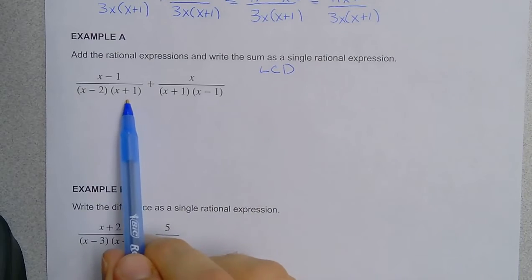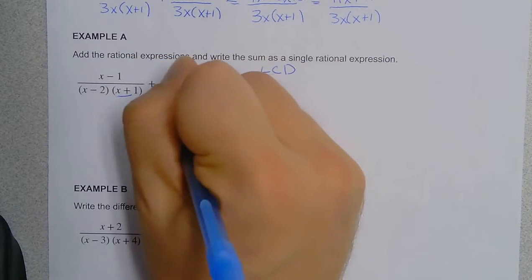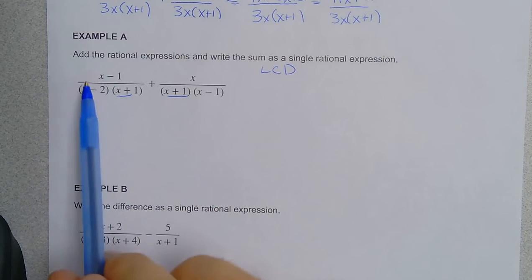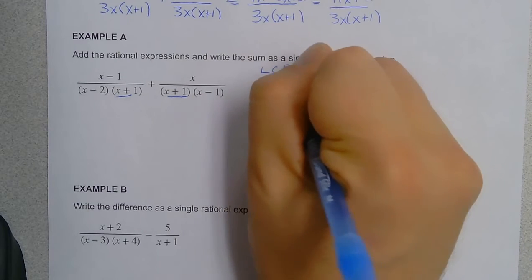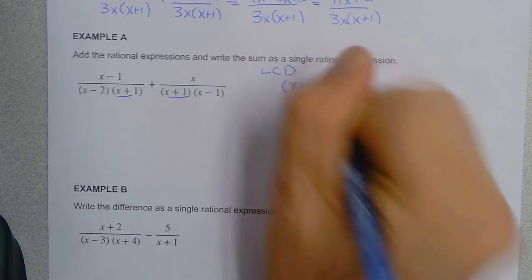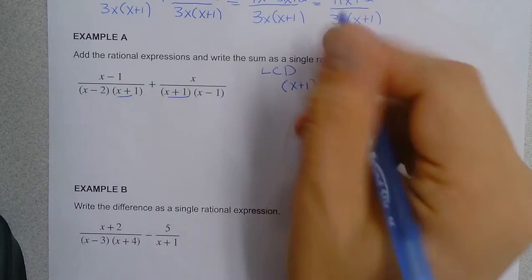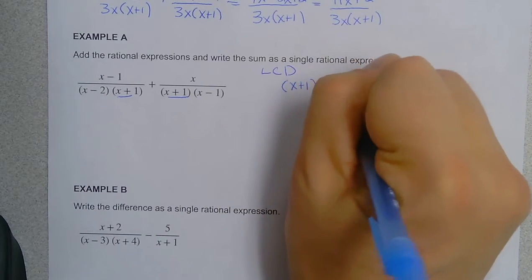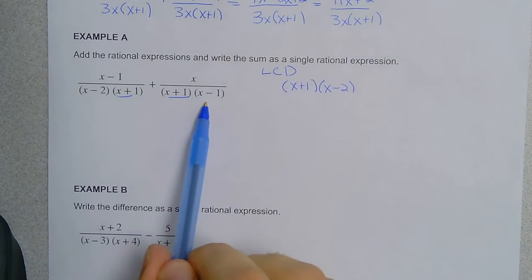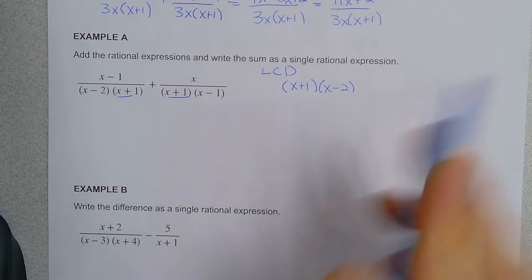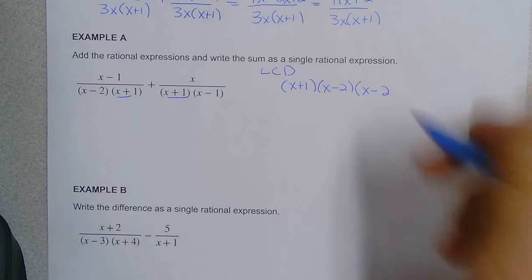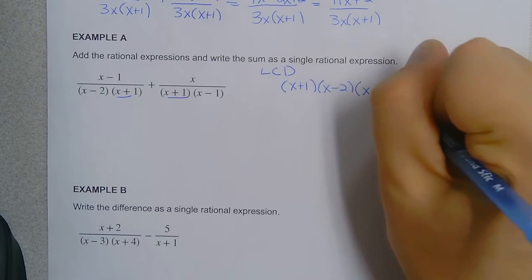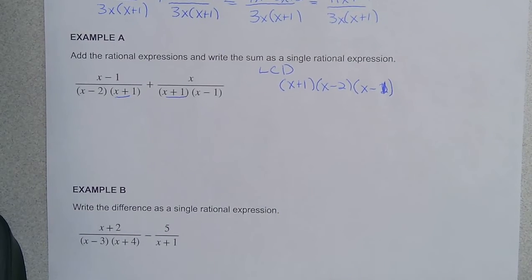So what I'm going to do is just kind of check. I have an x plus 1 in both. And then in the first expression, I have an x minus 2. So I know from both of them, I need an x plus 1. And then from the first one, I need an x minus 2. And then from the second one, I need an x minus 1. Oops, and I wrote x minus 2. Let me just write that out, x minus 1.